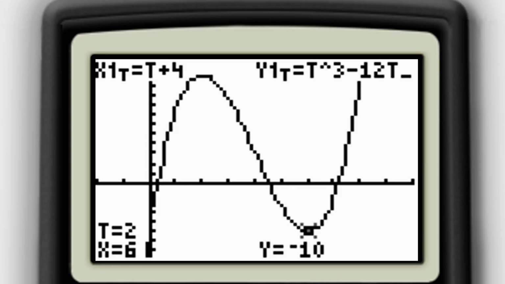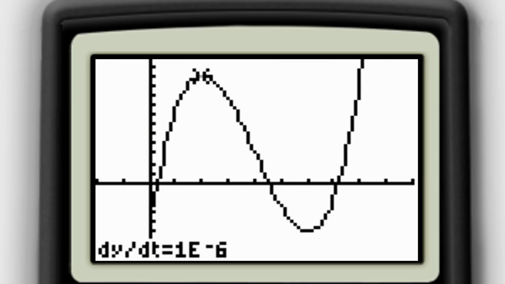and we're going to type in our value of t equal to -2 and press enter. And we can see it puts our cursor point right at our point where x was 2, y was 22, and it says dy/dt is equal to 1 times e to the -6, which is approximately 0, which confirms that we would have our derivative as 0, or a horizontal tangent line.